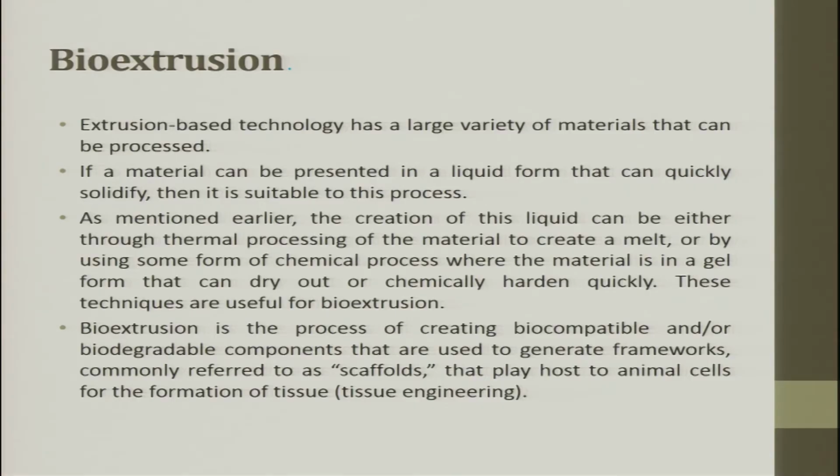Bio-extrusion process, this is an extrusion based technology that has a large variety of materials that can be processed. If a material can be presented in a liquid form that can quickly solidify, then it is suitable for this process. As mentioned earlier, the creation of this liquid can be either through thermal processing of the material to create a melt, or by using some form of chemical process where the material is in a gel form that can dry out or chemically harden quickly. These techniques are useful for bio-extrusion.